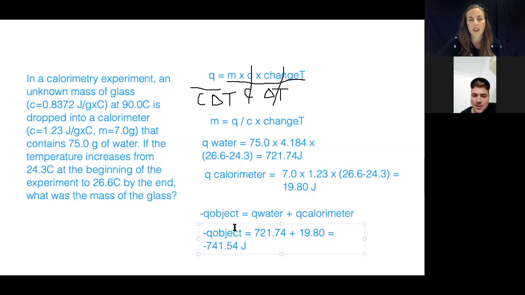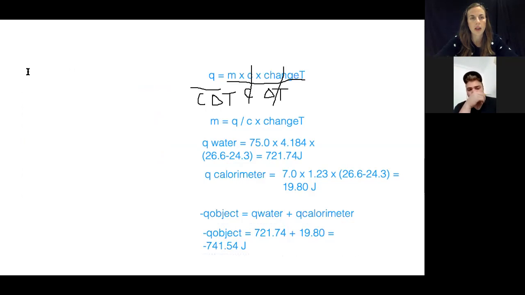Sorry. That's fine. So basically, whatever energy the water and the calorimeter absorbed, Q stands for the energy, is going to be how much energy the object lost. So it makes sense that you're going to add them up. And it's going to be negative because it's losing energy. So now we have our Q. Now we can go back to this equation that we're trying to find the mass for the object. So I'm going to go over here and make some room. Just going to erase that.